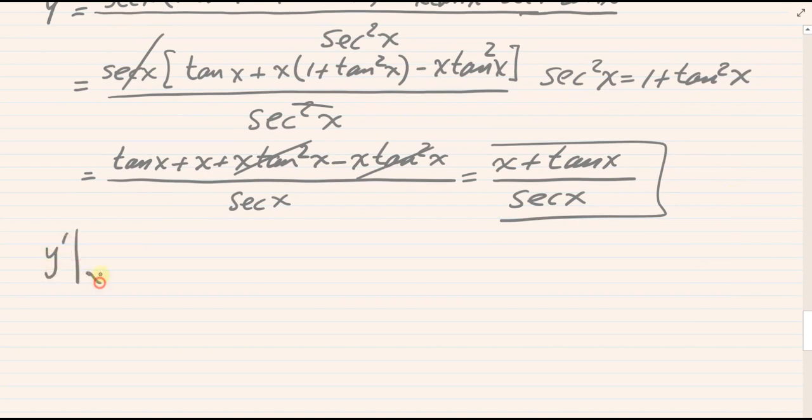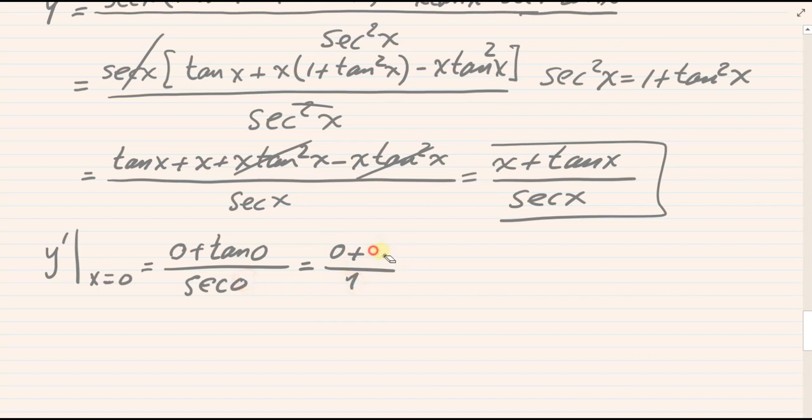Now we want to evaluate it at x equals 0. That's going to be the easy part now, right? At x equals 0, that's when you plug in 0 for these. So you go 0 plus tangent of 0 divided by secant of 0. Now, that's 0 plus 1, right? Because tangent of 0 is 1. So that's going to be 0 plus 1 divided by secant of 0, which is also 1.